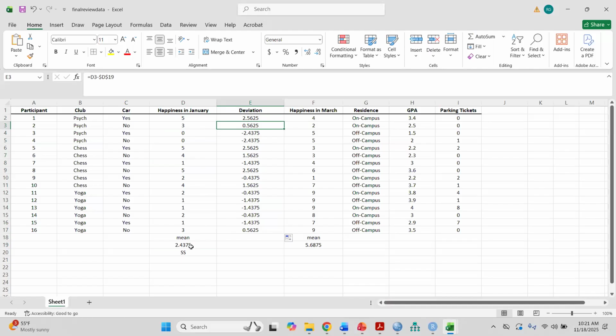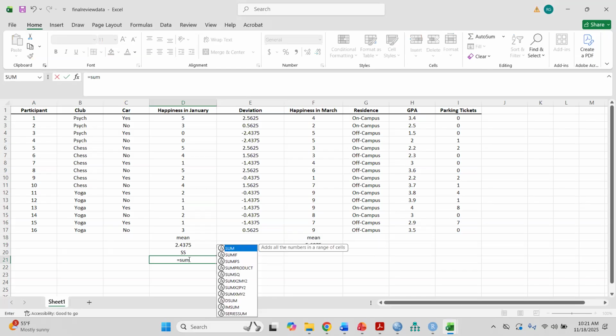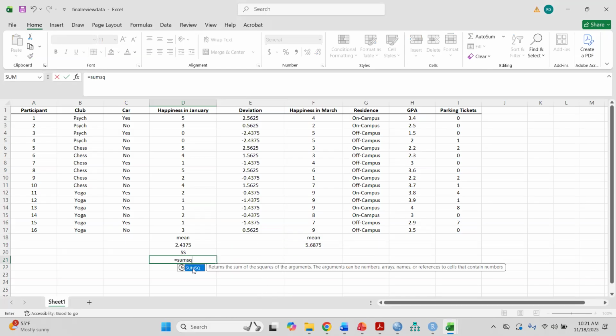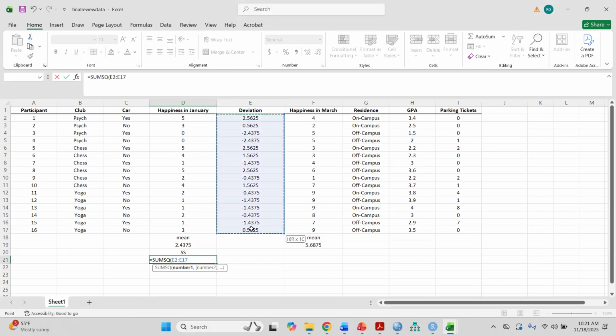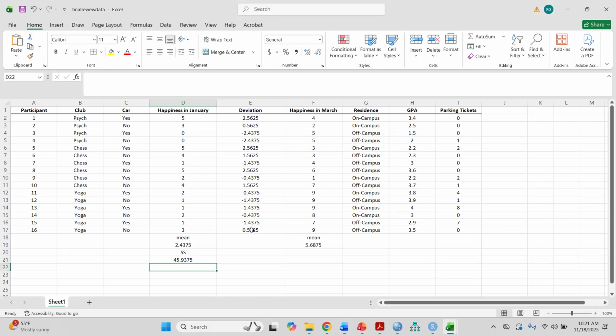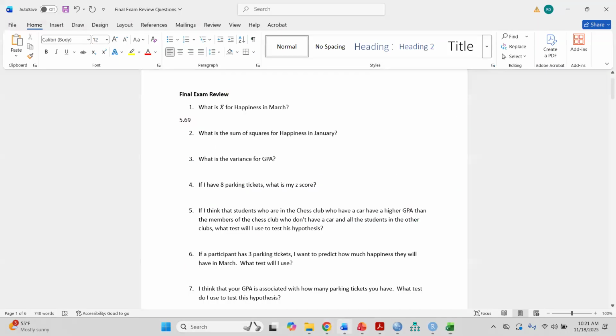Okay, so then you're looking at calculating the sums of squares. Well, sums of squares is literally when you take all of the deviation scores and you square them and then you add them together. And there's a function for that. Equals SUM SQ, sums of squares. So it's literally squaring all of these values and then adding them together. So the sums of squares for happiness in January is going to be 45.94.